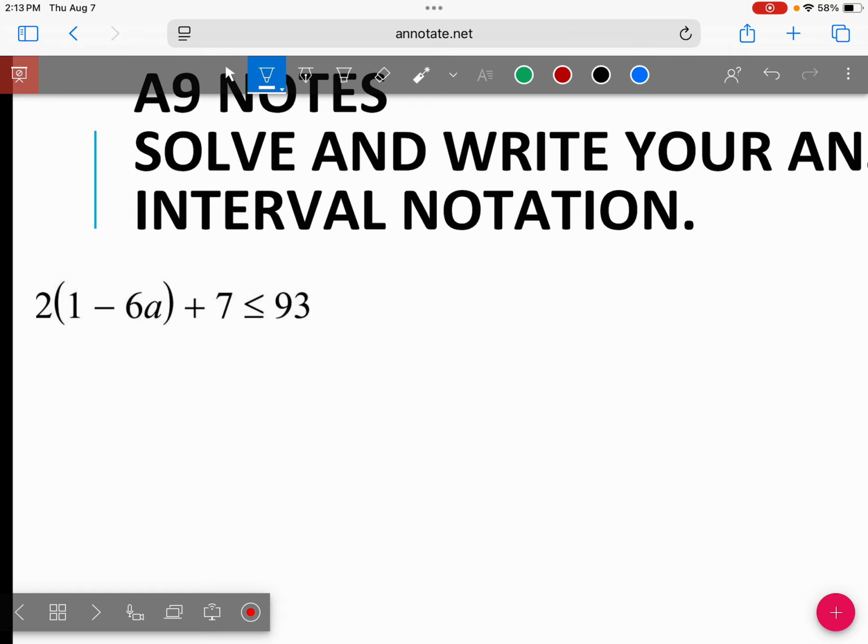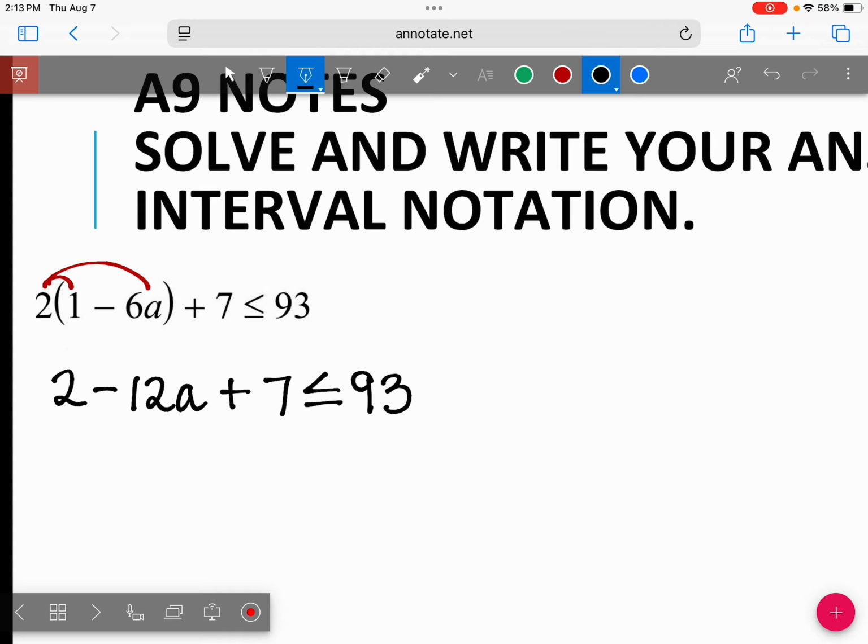Together, and then I'll explain what that sheet of paper is that I passed out. What did you do first to solve this inequality? What was your first step? Well, you could subtract the 7 over, or you could distribute, either way. I'm going to start by distributing, which would give me 2 minus 12a plus 7 is less than or equal to 93.